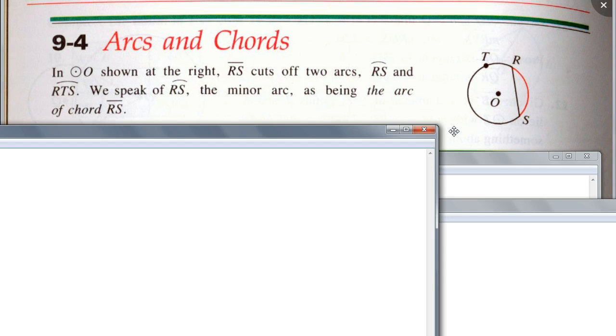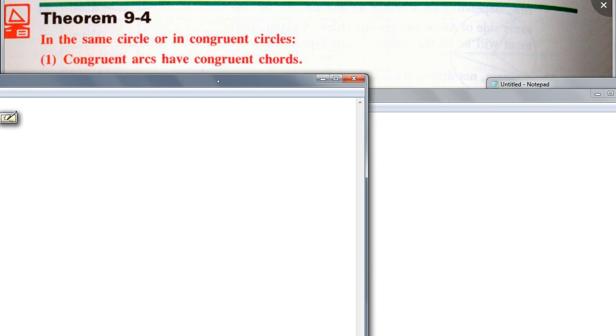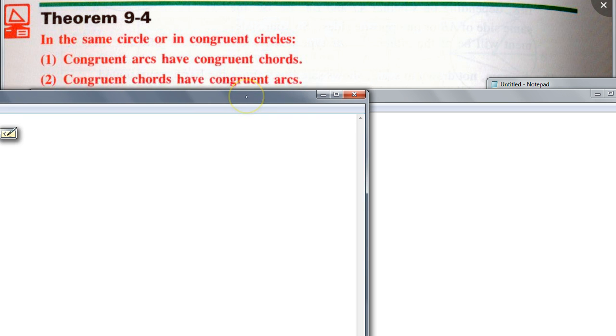Yes? All right, so let's look at our first theorem. Okay, let's move it up. Here we go. In the same circle, or congruent circles, here's what this theorem tells you. Congruent arcs have congruent chords. Not only that, the other way around is true also. Congruent chords have congruent arcs. Okay, so write that down and think about what this is talking about.